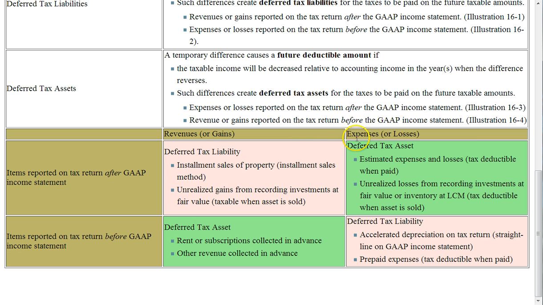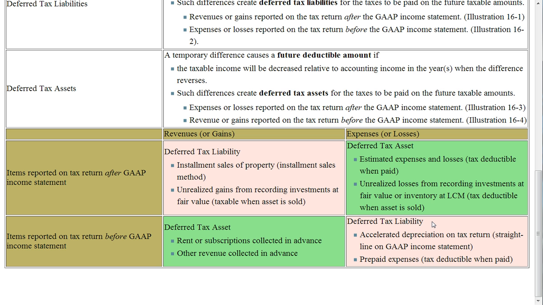That is an expense item, expenses or losses. That's an expense item that is being reported on the tax return before it makes it to the GAAP income statement. There's more depreciation deduction on the tax return than there is depreciation deduction on the GAAP income statement. So we have an expense item that's being reported on the tax return in advance of, or before, it makes it to the GAAP income statement. That's going to result in what's called a deferred tax liability.